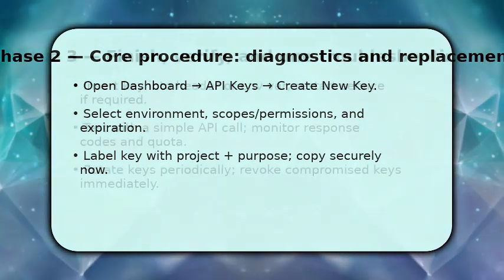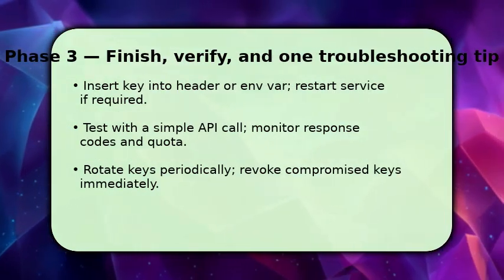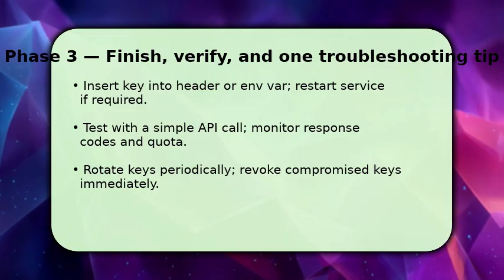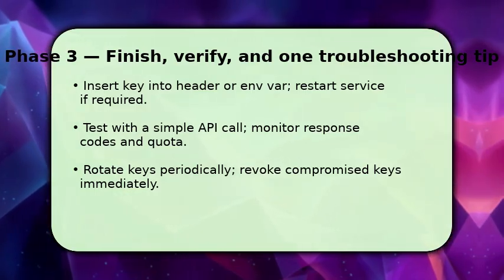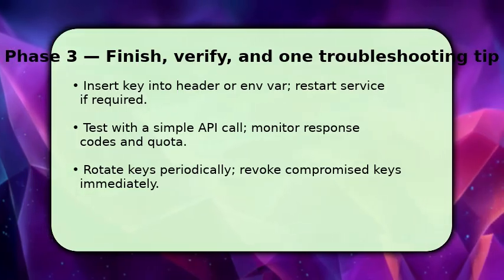You now integrate the key into your app. Place it in an environment variable or secret store, then reference it in the authorization header. Run a simple test request to verify authentication and check status codes. Confirm rate limits and billing attribution in the dashboard.